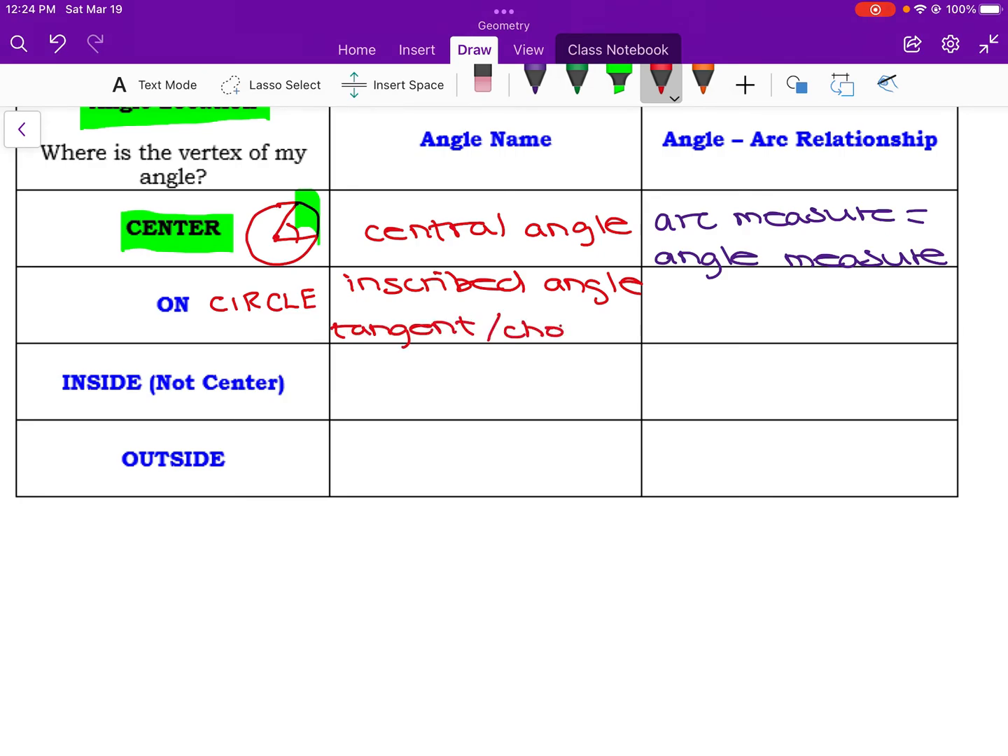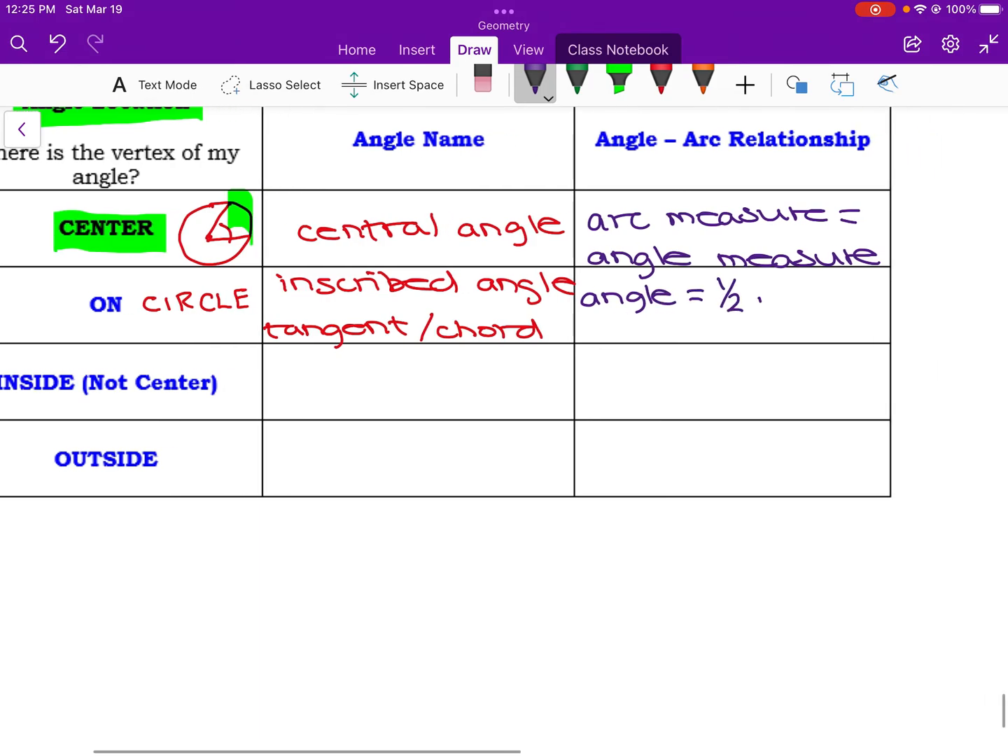So I guess two scenarios: the tangent chord dynamic we introduced today, and then the inscribed angle from our previous lessons. So in this case, we say that the angle measure equals 1/2 of the intercepted arc.